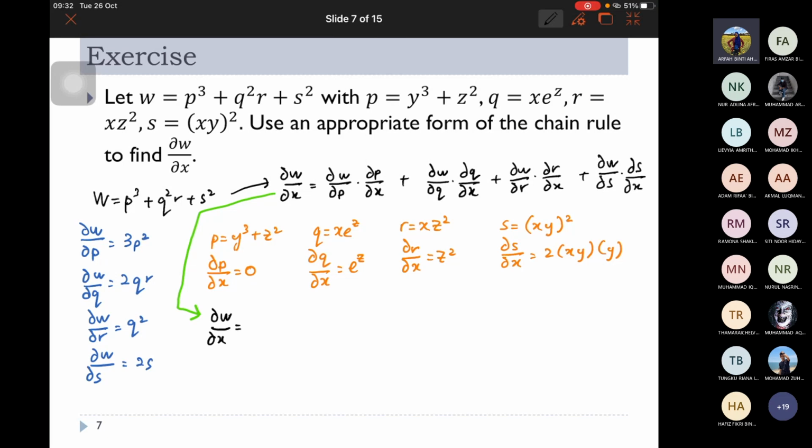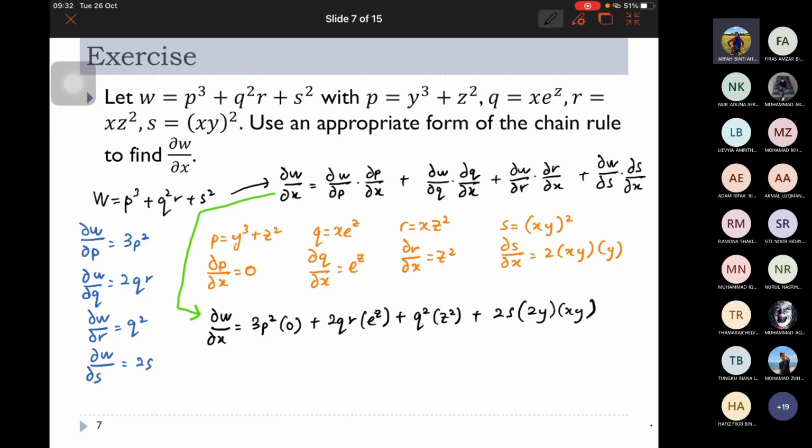W over X akan sama dengan W over P, 3 P kuasa 2 darab kosong, tambah W over delta Q 2 QR, delta Q over delta Z exponential Z, tambah W over R Q squared, delta R over delta X is Z squared. Okay. Tambah 2S didarab 2Y XY. Okay.